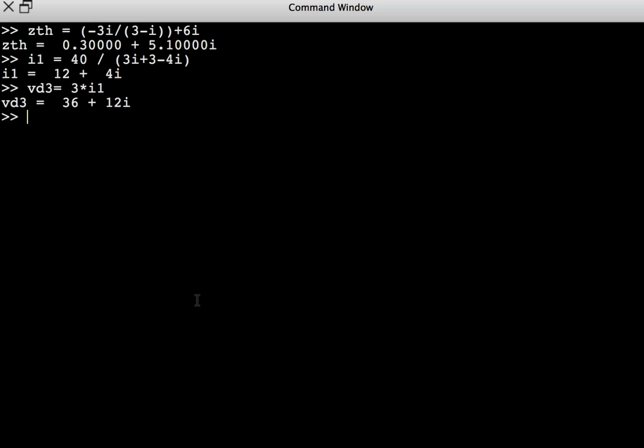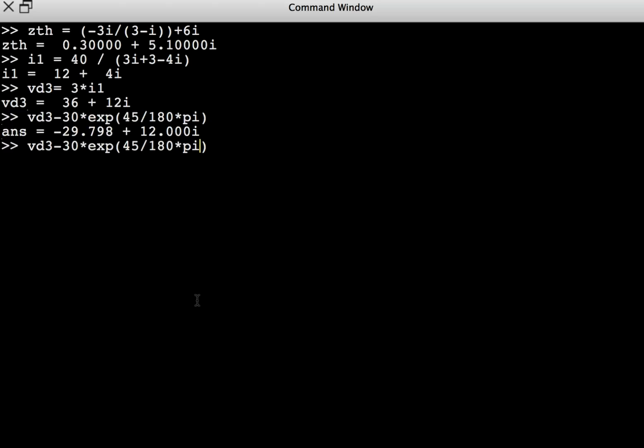So let's do that. So I already have VD3. So VD3 is the voltage drop minus, now V2 is 30 and EXP 45 degrees. But then this degrees I have to convert into radians. So that's why I divide by 180 degrees and multiply by pi radians. Then it becomes an angle in radians. And then this I will be subtracting. So this is the voltage I am getting. So I'm getting a minus sign, but nothing to worry. This is correct. So let's assign this to VTH. VTH is this voltage.